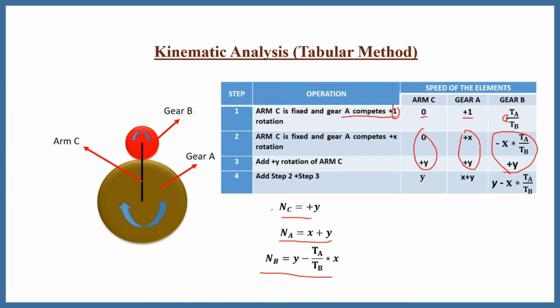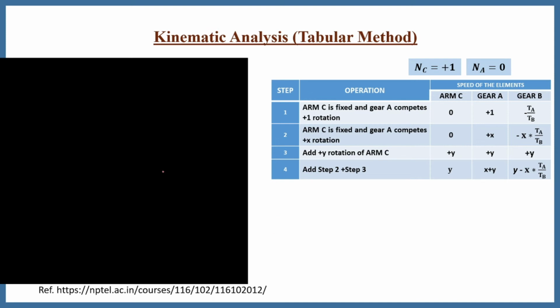Now in the same fashion, you will find the numericals. Sometimes the speed of NC will be given to you, the speed of NA will be given to you, and you have to find out the speed of NB. Sometimes they may give that NA is fixed or NB is fixed or NC is fixed. Any one condition will be given to you, and according to that you have to find out the speed of the remaining gears. Now we'll solve one numerical over here.